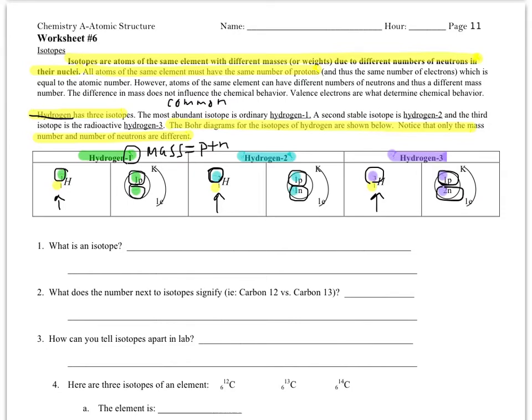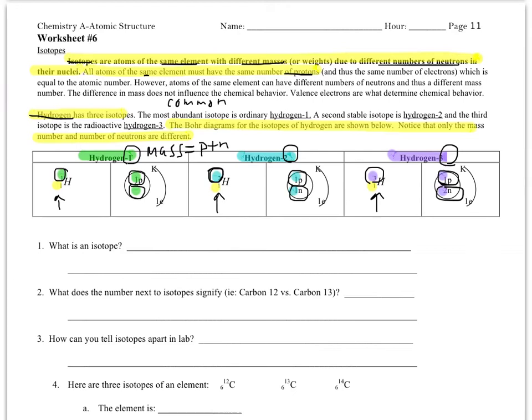So just to define this, isotopes in general are atoms of the same element, like, for example, all hydrogen, but they have different masses. Hydrogen 1 has a mass of 1, hydrogen 2 has a mass of 2, hydrogen 3 has a mass of 3, and this is because they have different numbers of neutrons in their nucleus. Now the number of protons has to stay the same, or else it's not going to be hydrogen anymore, right?